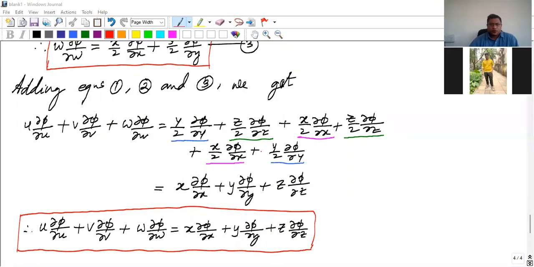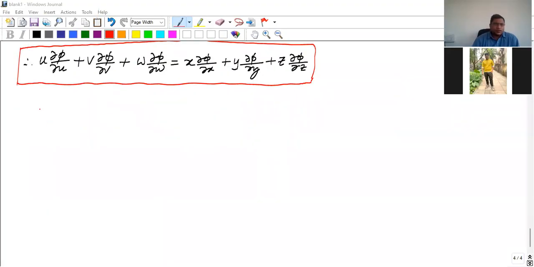Yes, sir. So let us try to have another example. Now here we'll try to find, suppose there is a function z which is given as... I hope all of you are able to see this journal, right? Yes, sir.